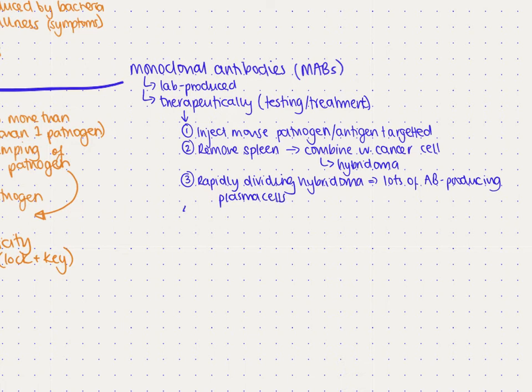And the final thing we can do is we can purify those antibodies and use them. Now this is really important because we've said that we're going to use them for testing and treatment. Now testing wise, you should remember from lesson 2.18 that they're involved in pregnancy testing, and they're also used in the ELISA test.